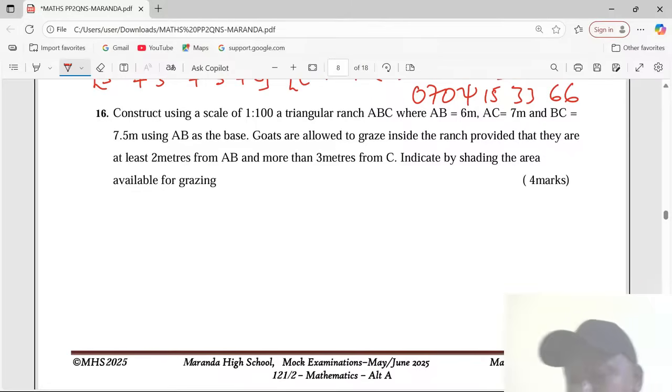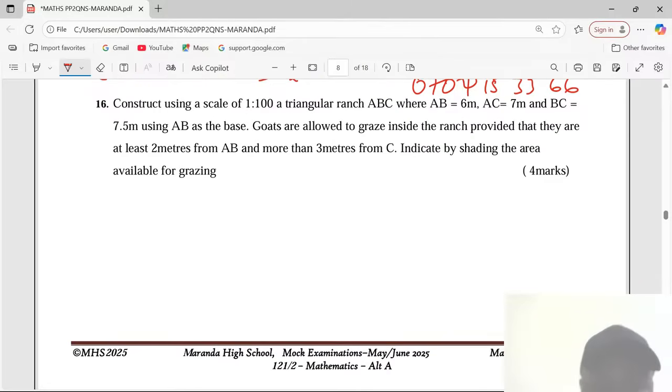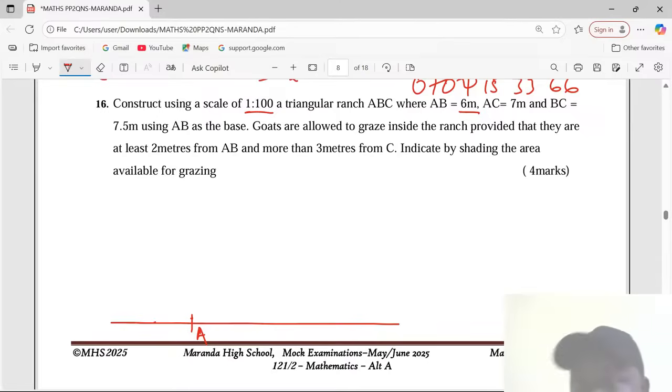This is now called loci. We are supposed to read instructions and understand them. Let's begin with the construction. The basic construction is a line called AB. Then we measure 6 centimeters, because these are 6 meters, and according to the scale, 1 centimeter should represent 100 centimeters. So 1 to 100 means 1 centimeter for 1 meter, in other words. After measuring 6 centimeters, we mark off, and that will be our B.